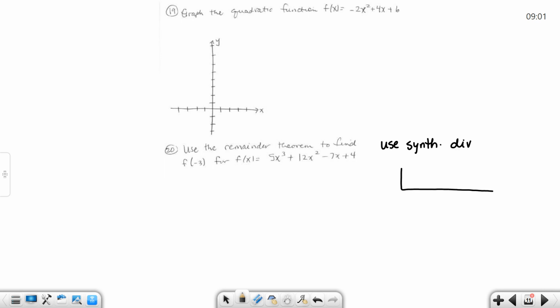Okay. We're looking for f of negative 3. So we're going to put negative 3 on the outside. And then we're going to put our coefficients on the inside of our box. Now remember, when we set this up, we want descending order, and we insert zeros if we are missing terms.